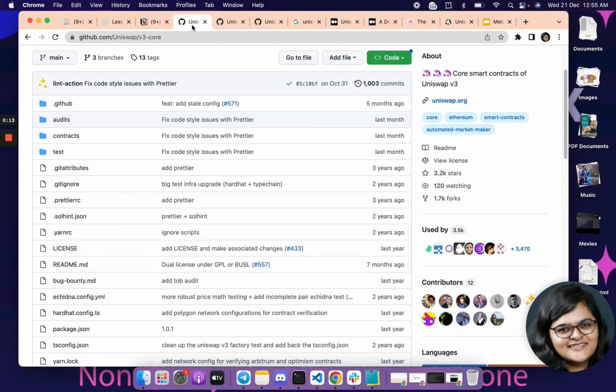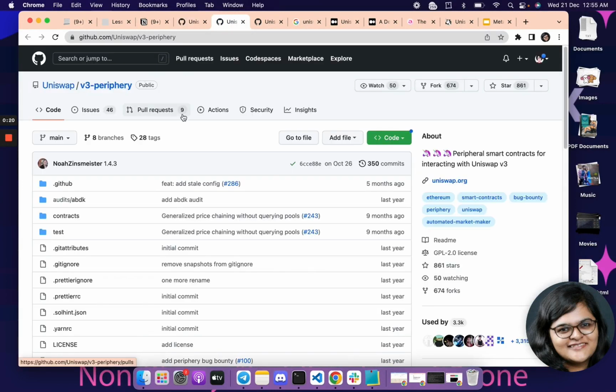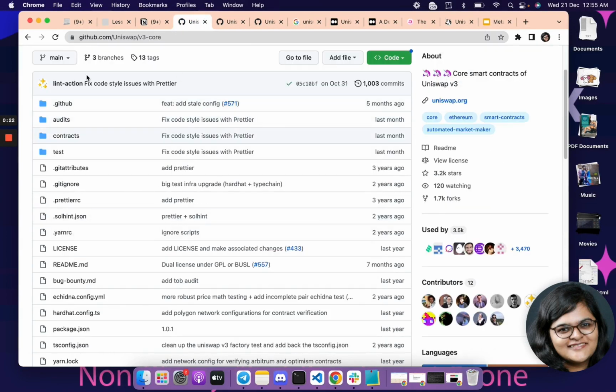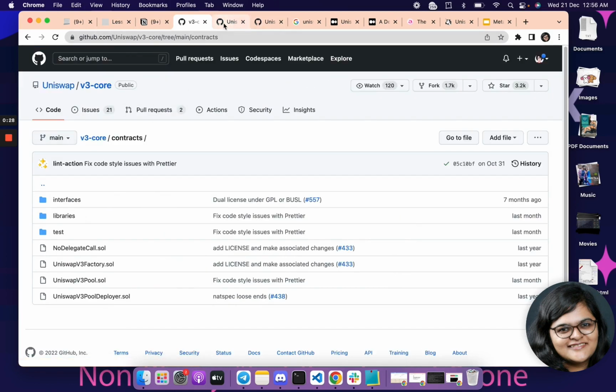Let's go right to the repo of Uniswap V3. We are going to be looking at two repositories. One is V3 core and the other is V3 periphery. You can see the content will be around V3 core because they have the core contracts and the core logic. But we'll also quickly go through periphery just to give you an idea of what is happening.